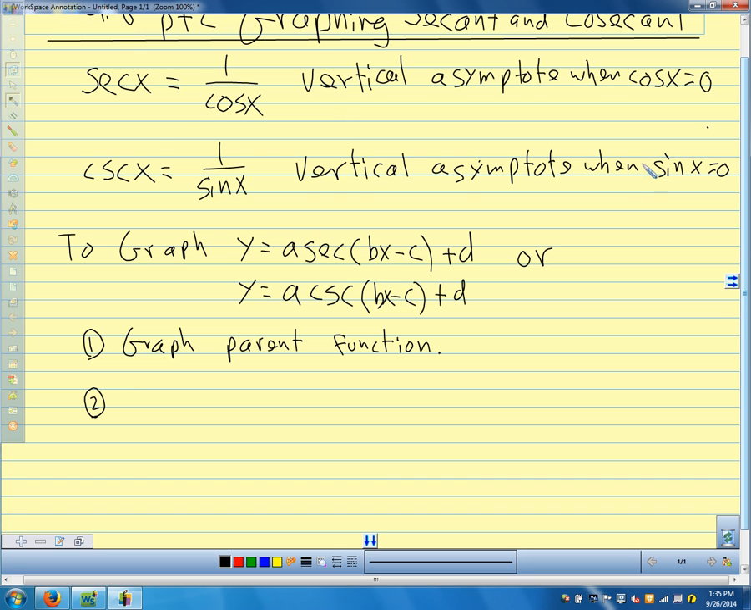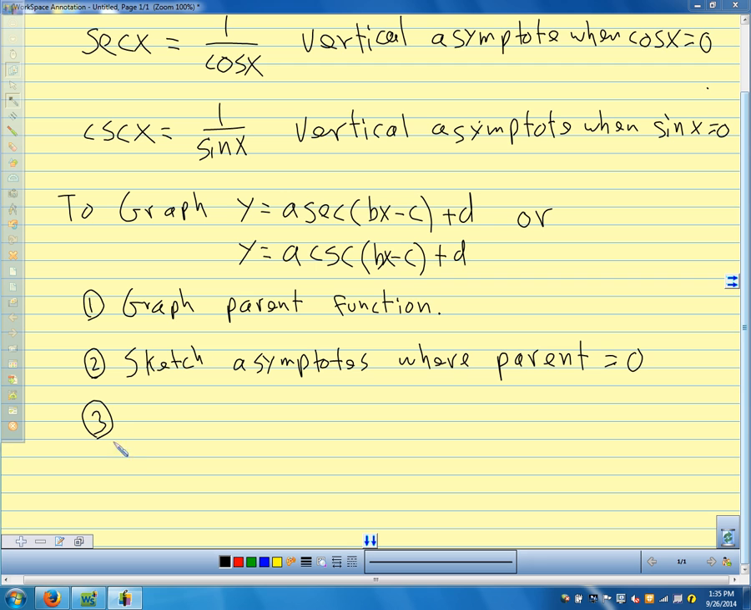2. From what we just talked about here, we're going to sketch asymptotes everywhere the parent function is 0. And on our graph, where the parent function equals 0 is everywhere it crosses the x-axis. So wherever our parent function is crossing the x-axis, we get an asymptote. Nice and easy to do. This next part sounds a little confusing, but it's not.